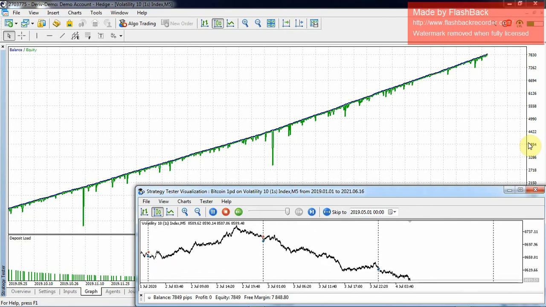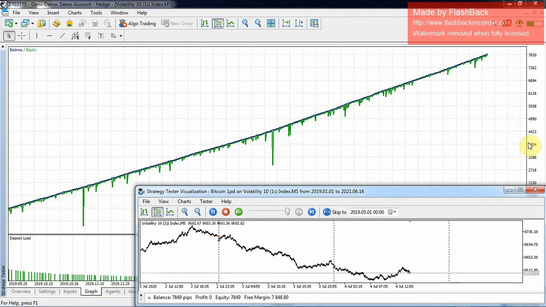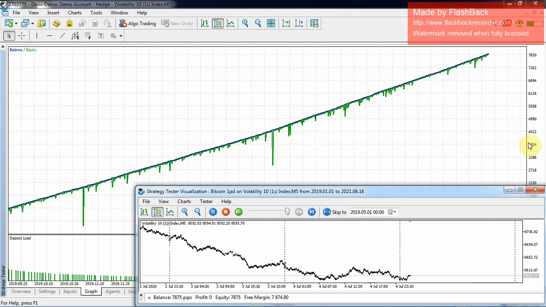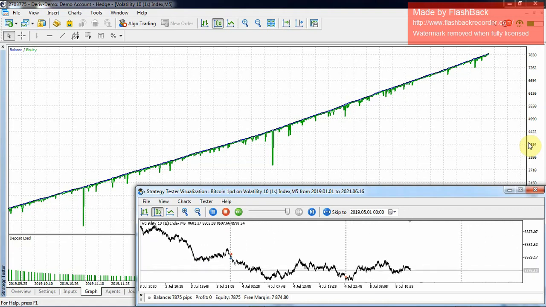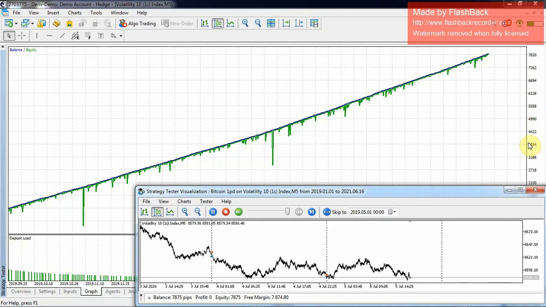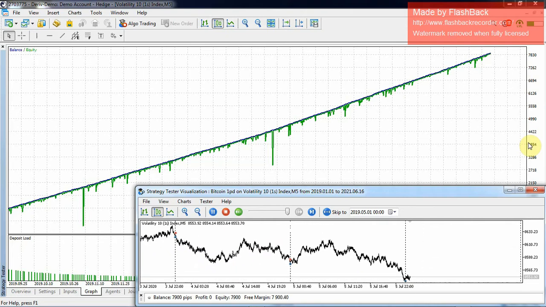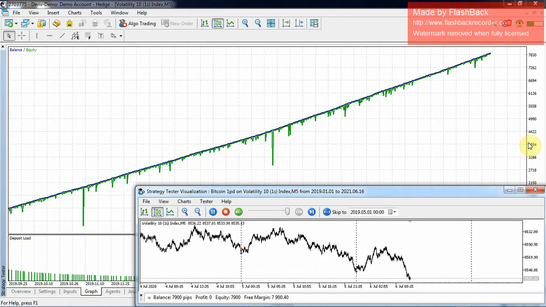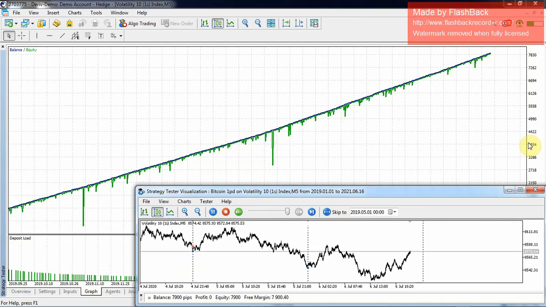So let's watch. The trades are coming in. The balance line is forming. We're now 5th July 2020. We have like 9 more months to June 2021.